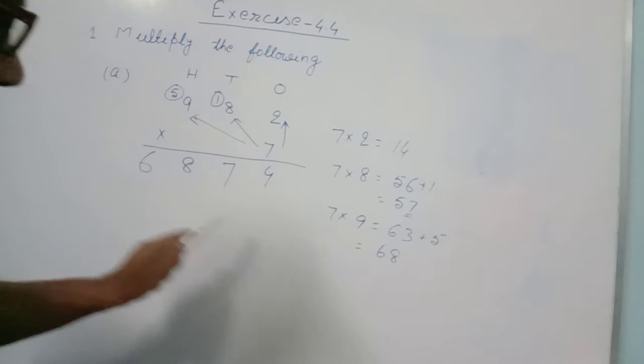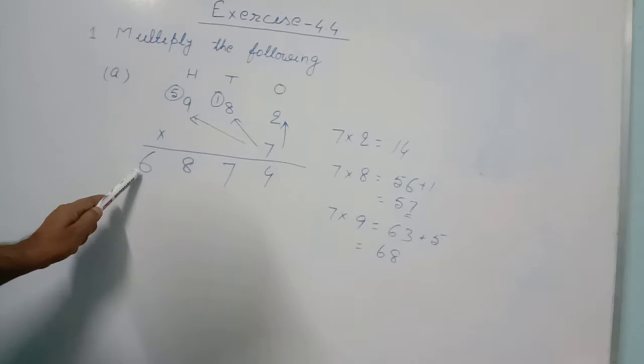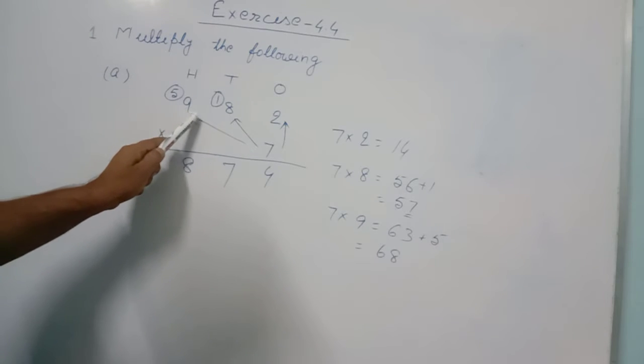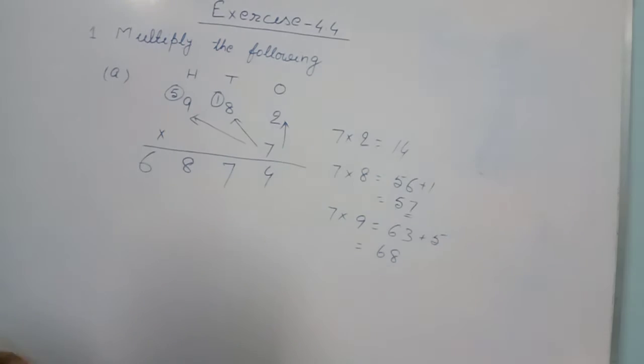So this 8 is coming at 100's place, I wrote at 100's place, and 6 is coming at 1000's place. In this way 982 into 7 equals 6874.